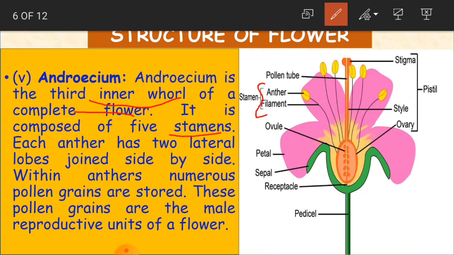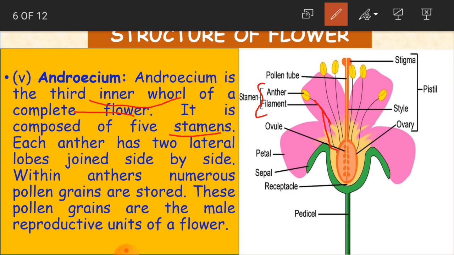Yes, anther and filament together are called stamens. So this androecium is the third inner whorl of a complete flower. And how is it? It is composed of 5 stamens, and each anther has 2 lateral lobes joined side by side. See this anther, it has got 2 lateral lobes.